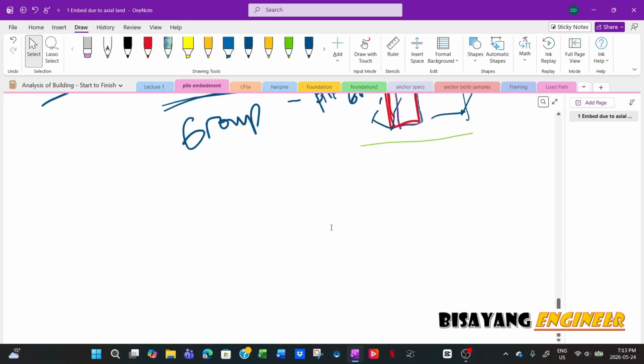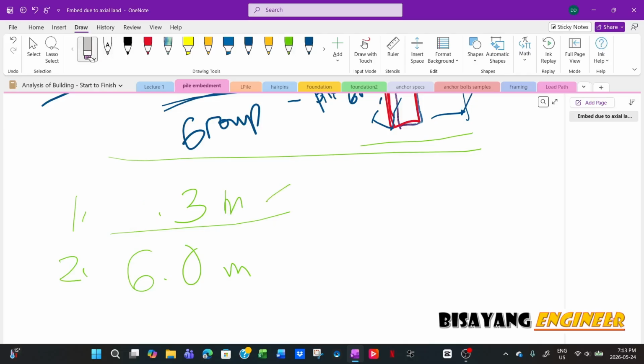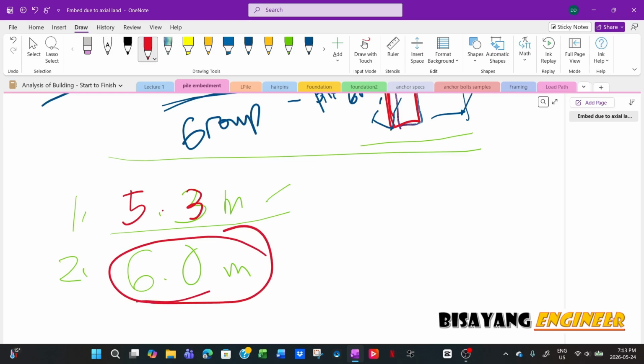Now, for example, in the first solution, due to vertical or uplift load, your minimum embedment is, say, 6.3. And then due to lateral load, you need at least 6.0. That means your required pile length is 6.3. But if this is only, for the sake of discussion, 5.3 meters, and due to lateral load you need 6, therefore your minimum embedment is 6 meters.